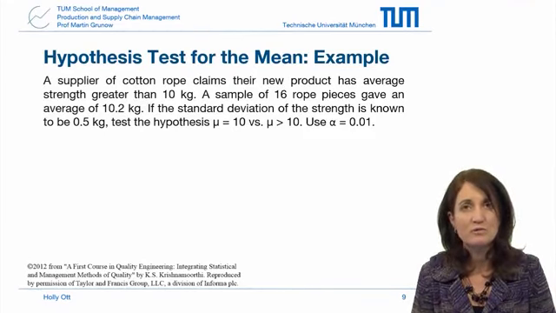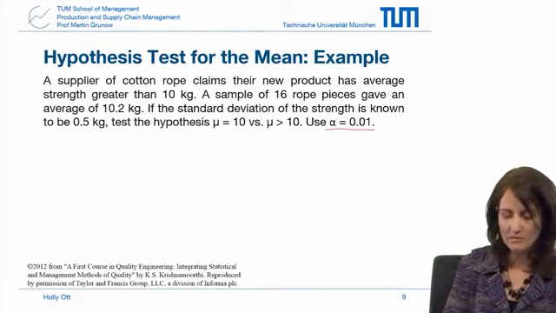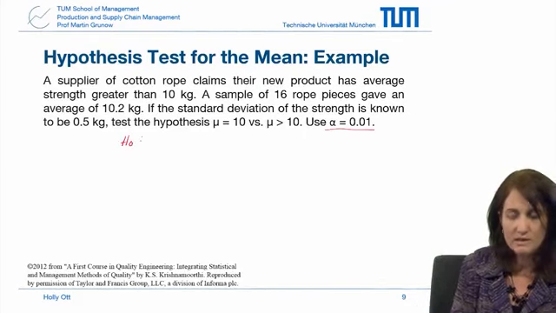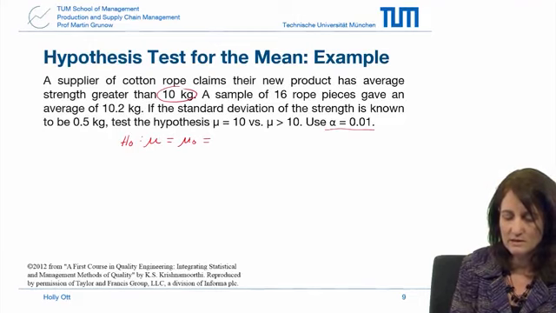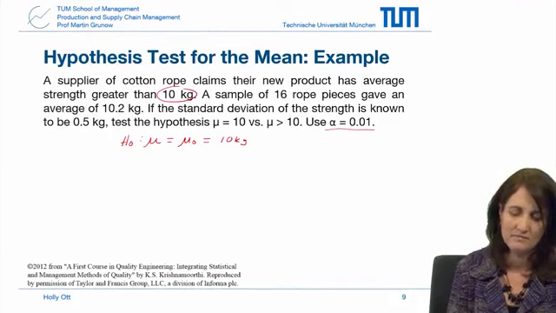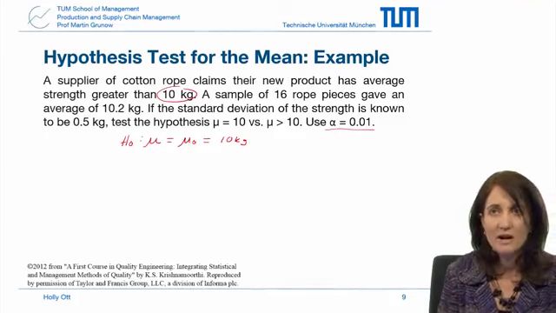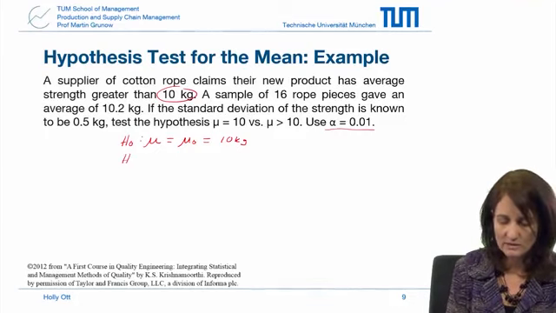So the first thing we need to do is to set up our hypotheses. So H0 is going to be then mu is equal to mu 0, which equals 10 kilograms. Our claim that our average strength is greater than 10 kilograms is H1. Mu is greater than mu 0.